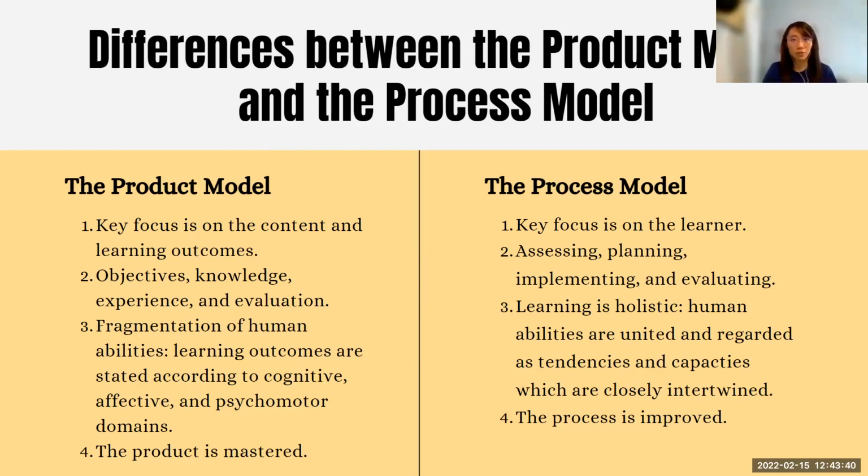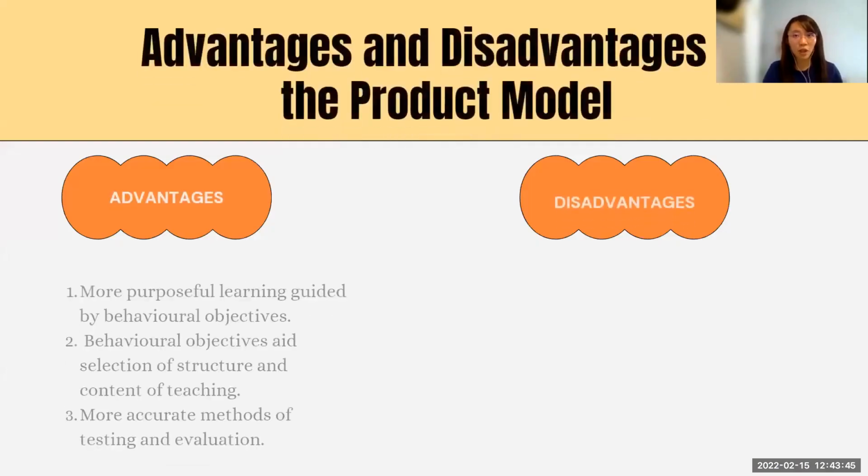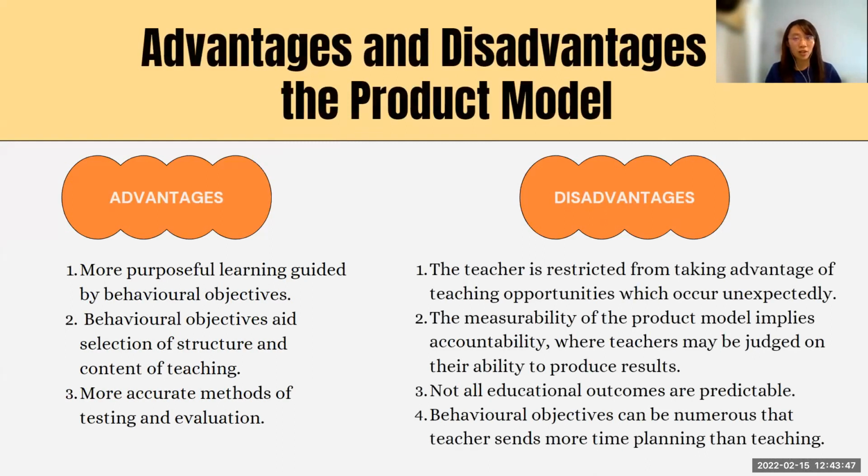So next we want to look at some of the advantages and disadvantages of first the product model. We already know the product model lists out the behavioral objectives for the class. So it is more purposeful learning. Why? Because the objectives guide the class. The students already know beforehand, okay, this is what I need to achieve at the end of this class. So this gives purposeful learning to the students.